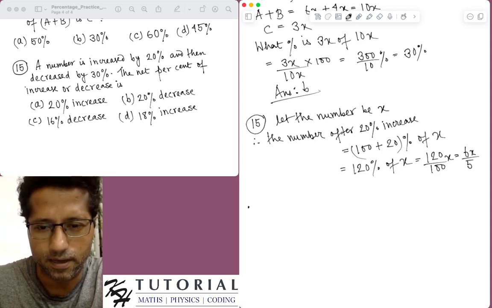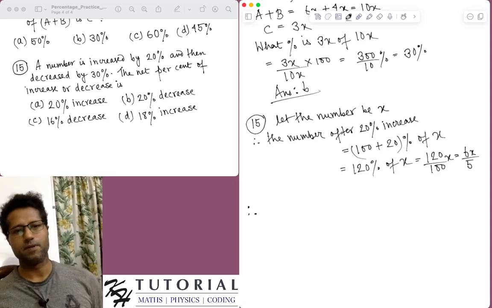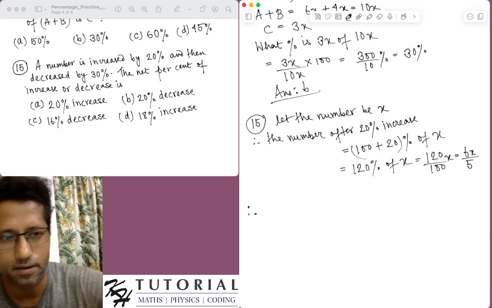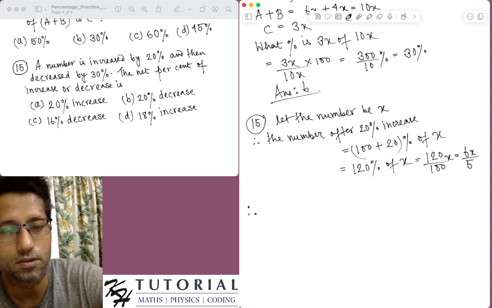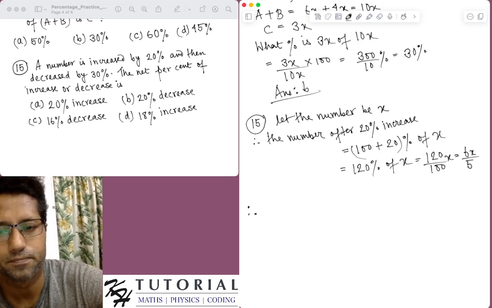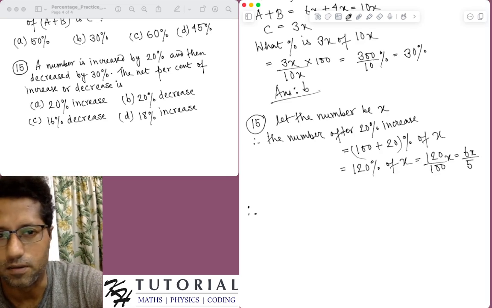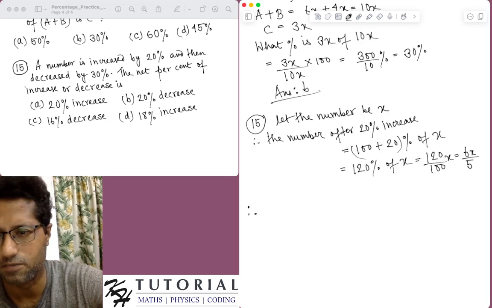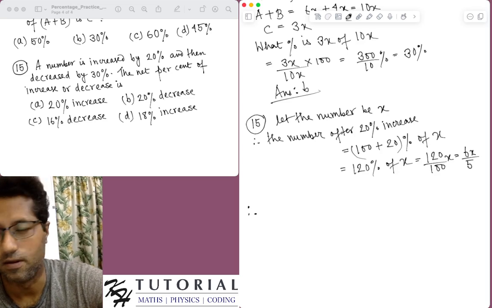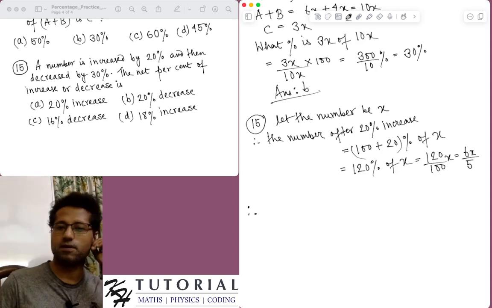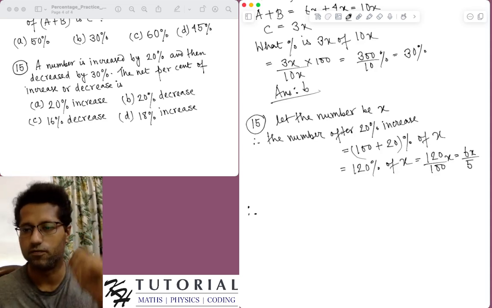Now again it is said that the number is increased by 20% and then decreased by 30%. Now remember, you have to be very careful that this 30% decrease is based on the number which was obtained after it was increased by 20%. So in our problem, we have assumed the original number is x. Now after 20% increase, the number has become 6x by 5. Now based on this 6x by 5, the number is again decreased by 30%, and this 30% is based on 6x by 5. This you should be very careful.